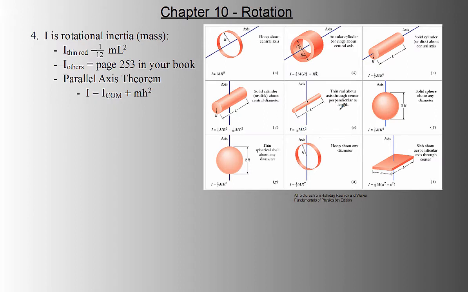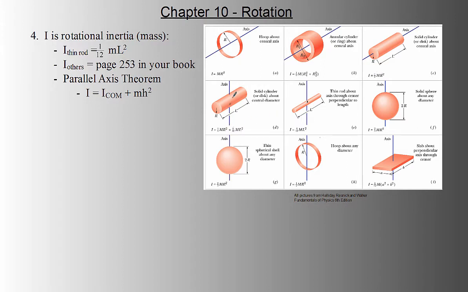But you've got a bunch of other objects too. You've got a hoop, which is basically I equals mr squared. You've got a cylindrical ring, which has two different radii, so it's got some thickness, whereas this was just an infinitely thin hoop. You don't have any problems using this one. A solid cylinder, like a soda can rolling down a hill, is 1/2 mr squared.